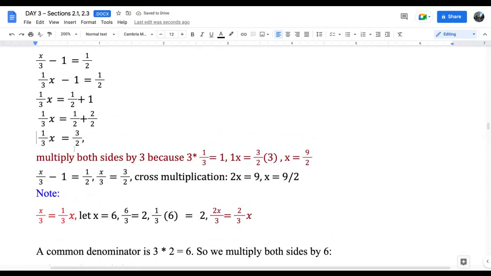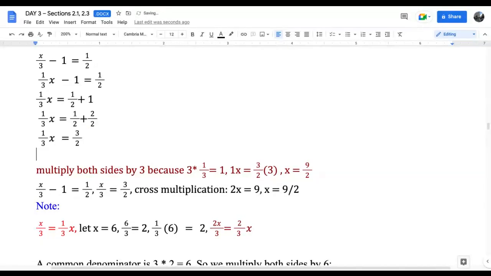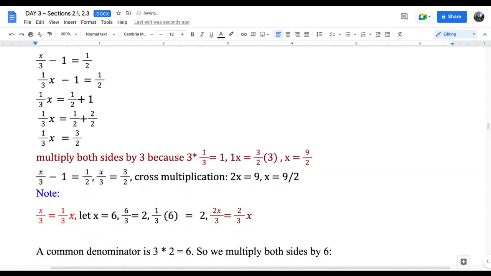So it's 3 halves. Now, if we divide by 1/3 on both sides, it's okay, but it's a little bit more work. So instead of dividing, we're going to multiply by 3. All right? We're going to multiply both sides by 3, because 3 is a reciprocal of 1/3. Because 3 times 1/3 will become 1. Okay, because 3 times 1/3 equals 1.